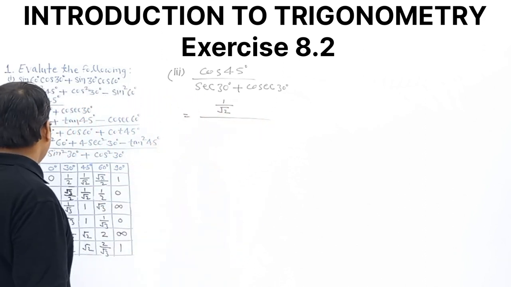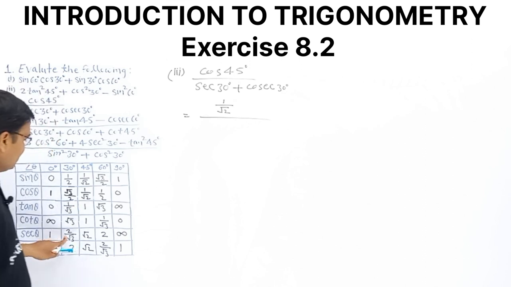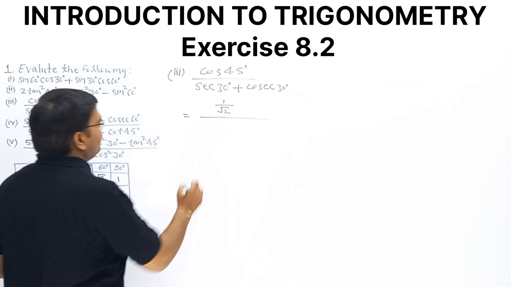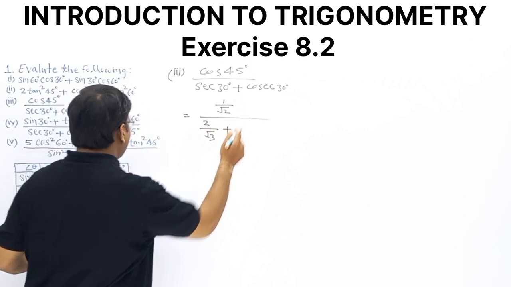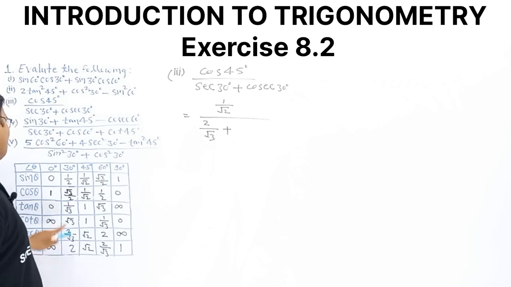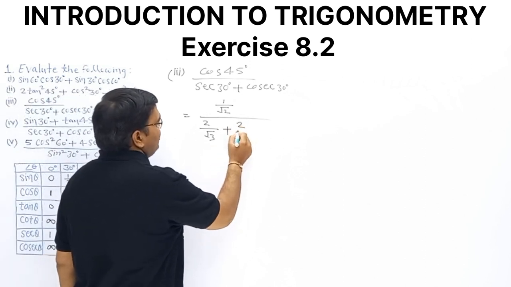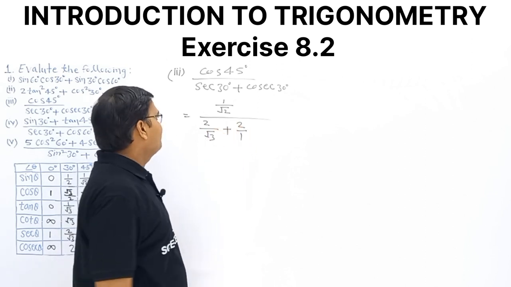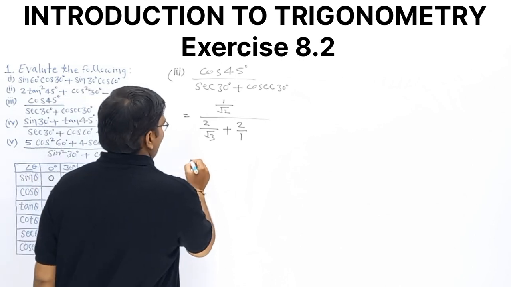Sec 30. What is the value of sec 30? Sec 30 is this one. 2 upon square root of 3. Plus cosec 30. Cosec 30 is what? This is cosec theta and the 30 value will be 2. And in the denominator I am putting 1. Now we want to solve.